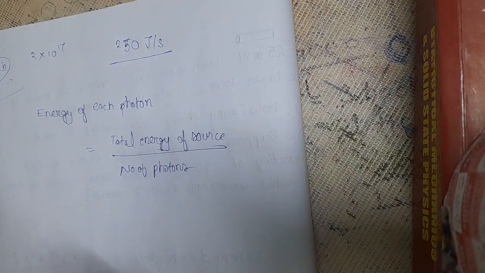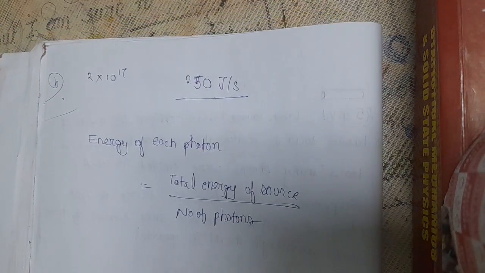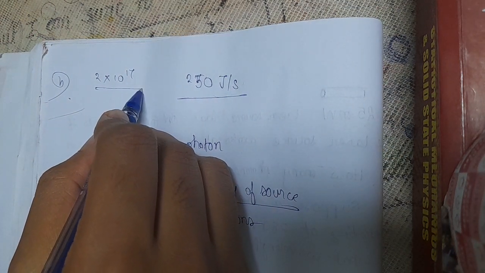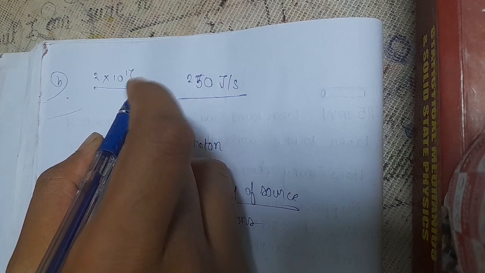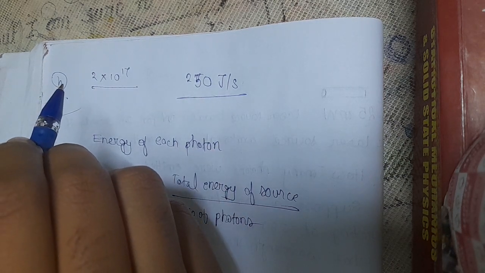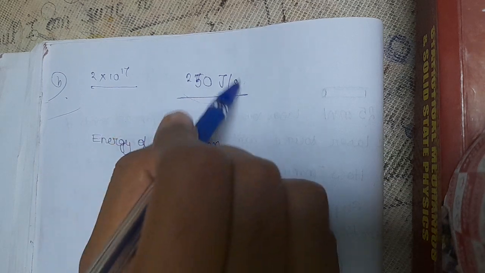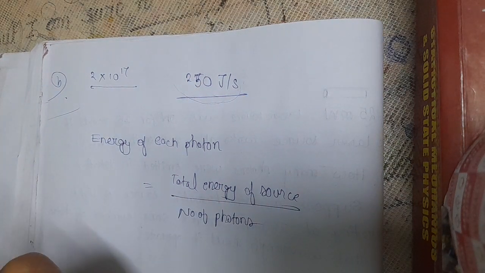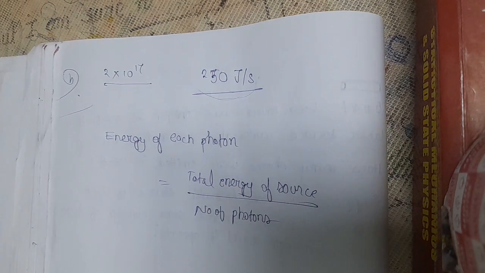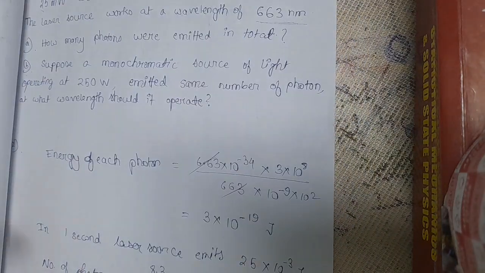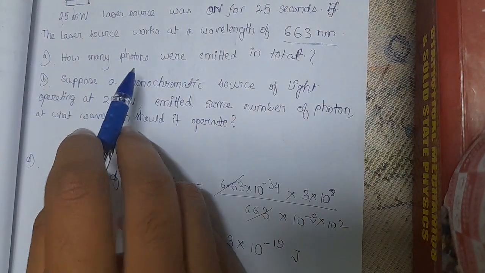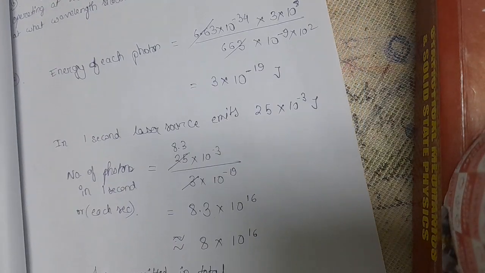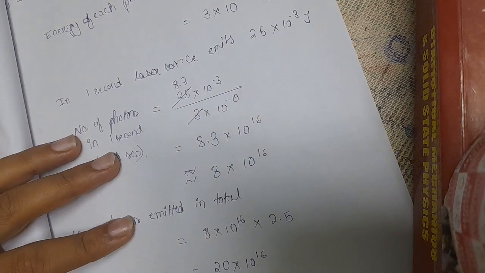Wait, I was about to make a big mistake here. 2 into 10 to the power 17 is the number of photons emitted in 2.5 seconds. But here I am taking the energy that the monochromatic source delivers in each second. Right? So let me go back and read the question. How many photons were emitted in total? Okay, so this is the number 2 into 10 to the power 17. This many photons were emitted in total.